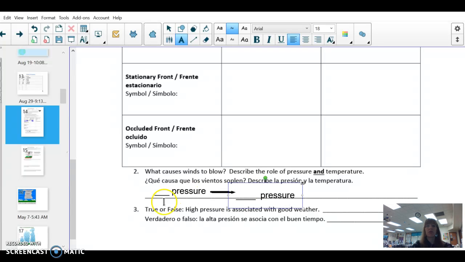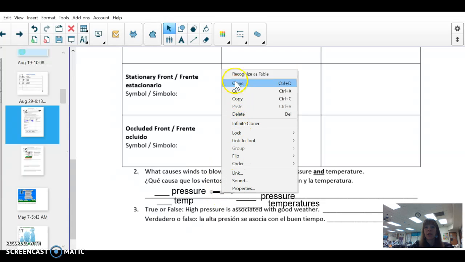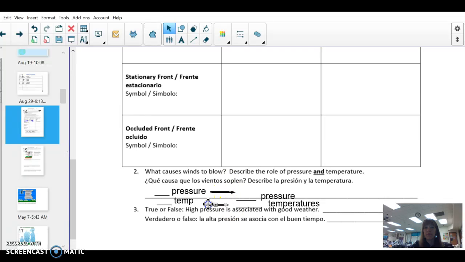Okay, so on this one, I'm looking for blank pressure to blank pressure. And then below that, I'm looking for blank temperatures to blank temperatures. Okay, so at this point, that's what yours should say. And now I want you to pause the video. I want you to try this part and this part. Go. Okay, make sure to press play.